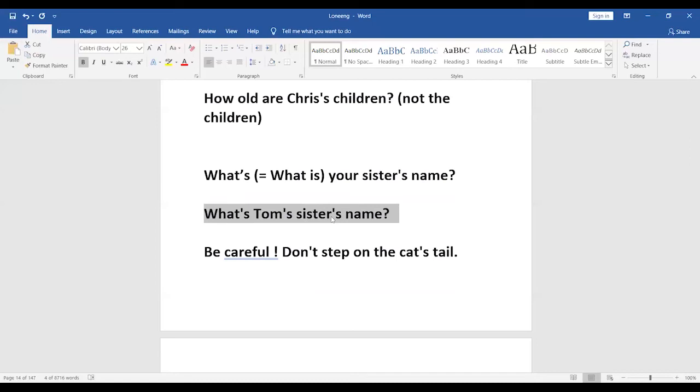What is Tom's sister's name? Just inquiring. That's why Tom has an apostrophe S, and sister has an apostrophe S, because they're trying to find out about one particular sister of Tom's and they want to know what her name is. Now that you understood, let's move on to another sentence. Be careful, don't step on the cat's tail. The tail belongs to the cat, and so because it belongs to the cat, they're putting an apostrophe S and saying cat's tail.